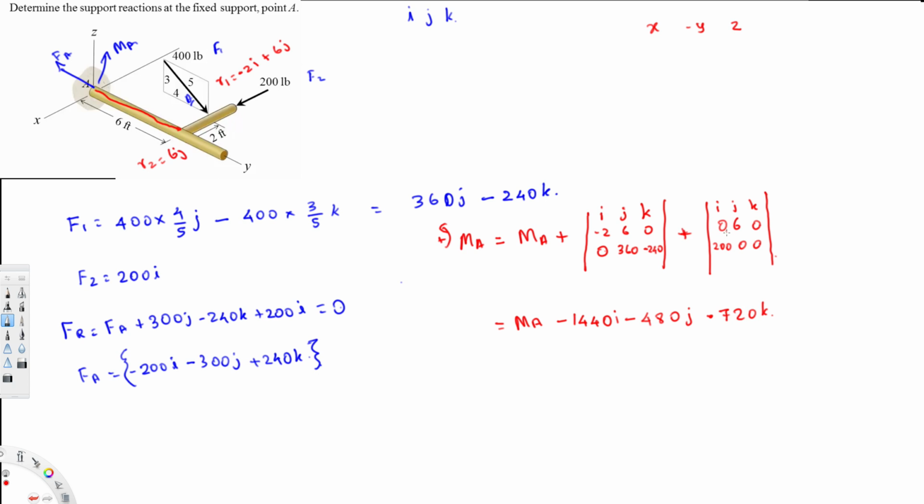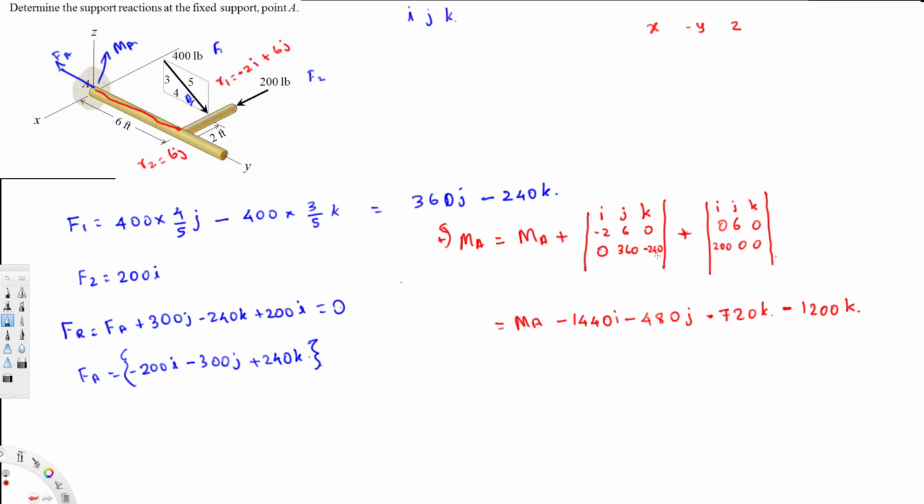And now let's calculate this side. If I close I, there's nothing here. J, nothing here. K, 200 times 6, and it's in the negative direction, so it's going to be negative 1200 k. And that's all we have to find.